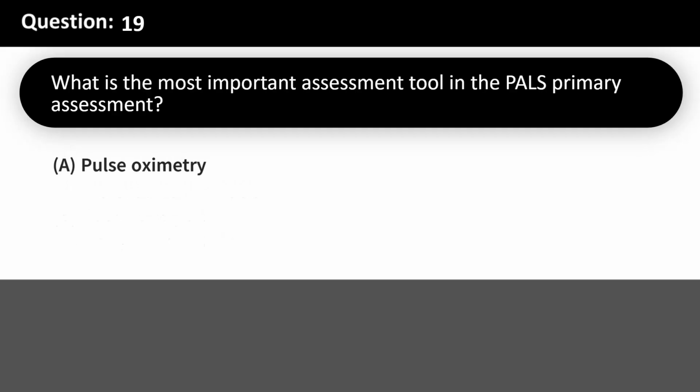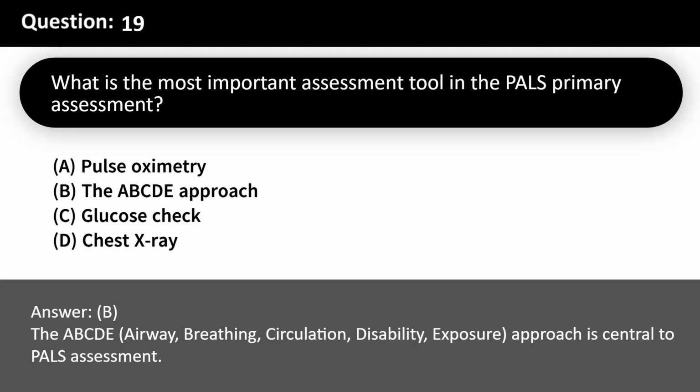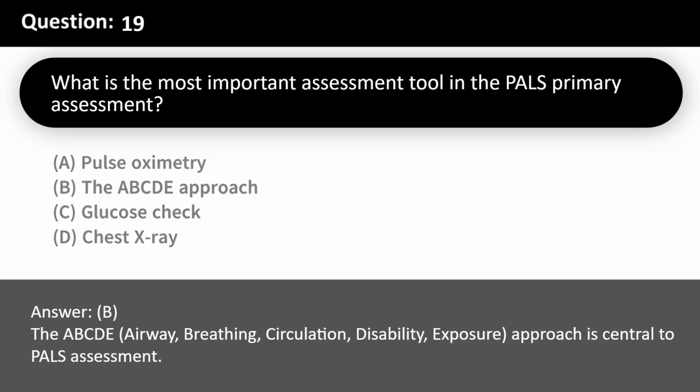What is the most important assessment tool in the PALS primary assessment? A. Pulse oximetry. B. The ABCDE approach. C. Glucose check. D. Chest X-ray. Answer: B. The ABCDE approach, airway, breathing, circulation, disability, exposure, is central to PALS assessment.